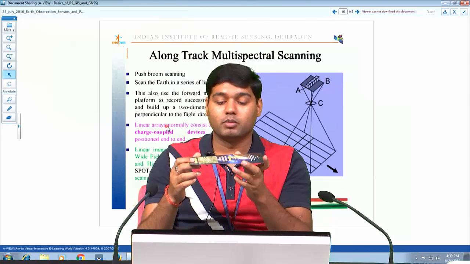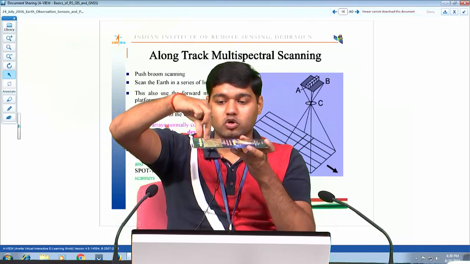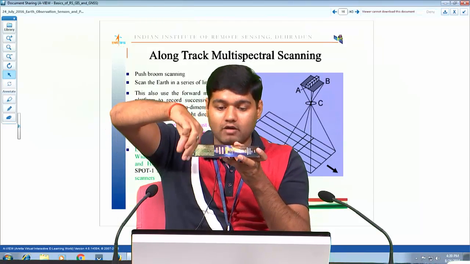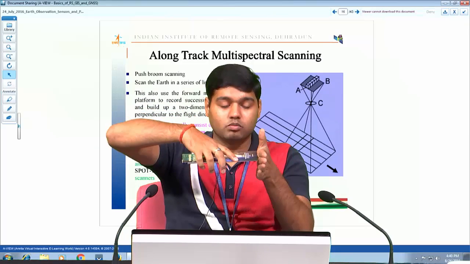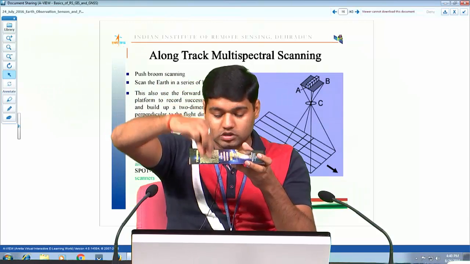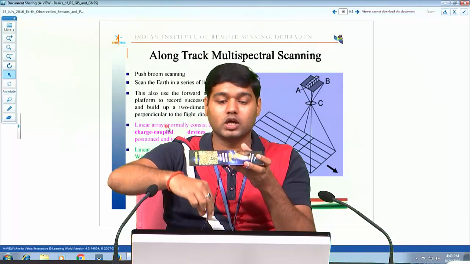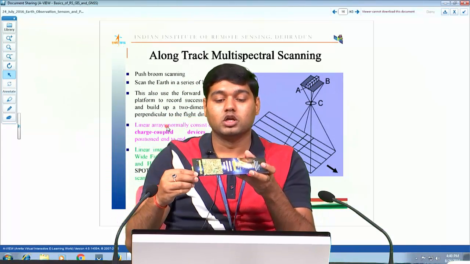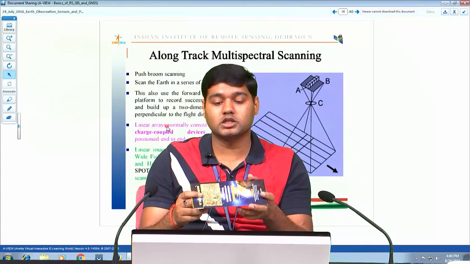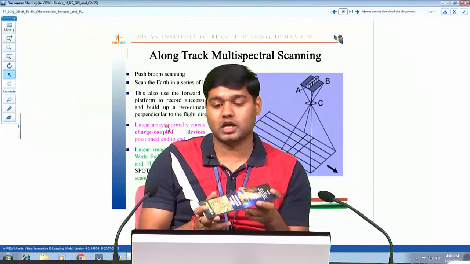But in the whisk broom scanner, because you have to collect data pixel by pixel and it has to move, it has to move faster because the satellite is also moving forward. That's why the time for which the sensor looks at the area is very small. So for higher spatial resolution we think of the push broom scanner.